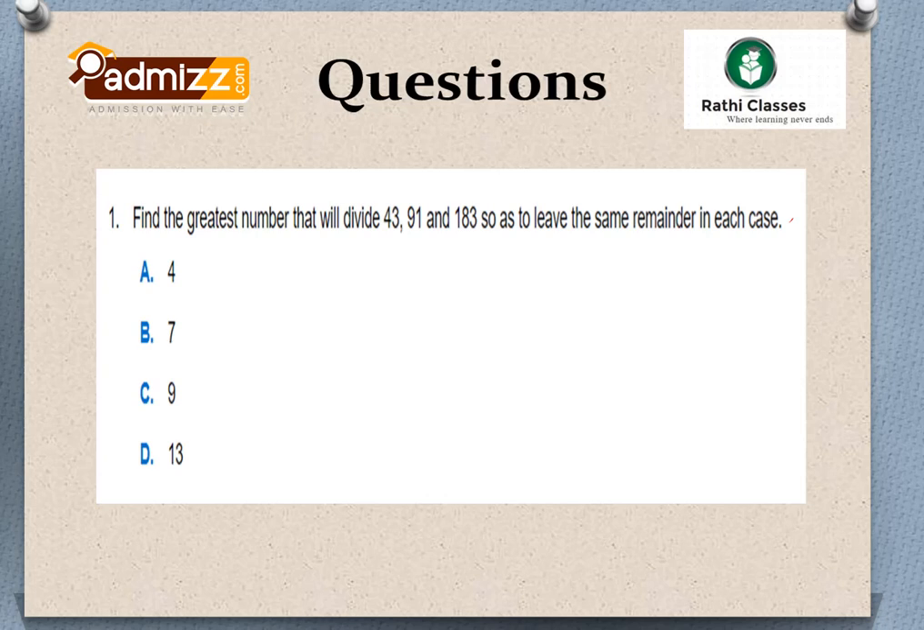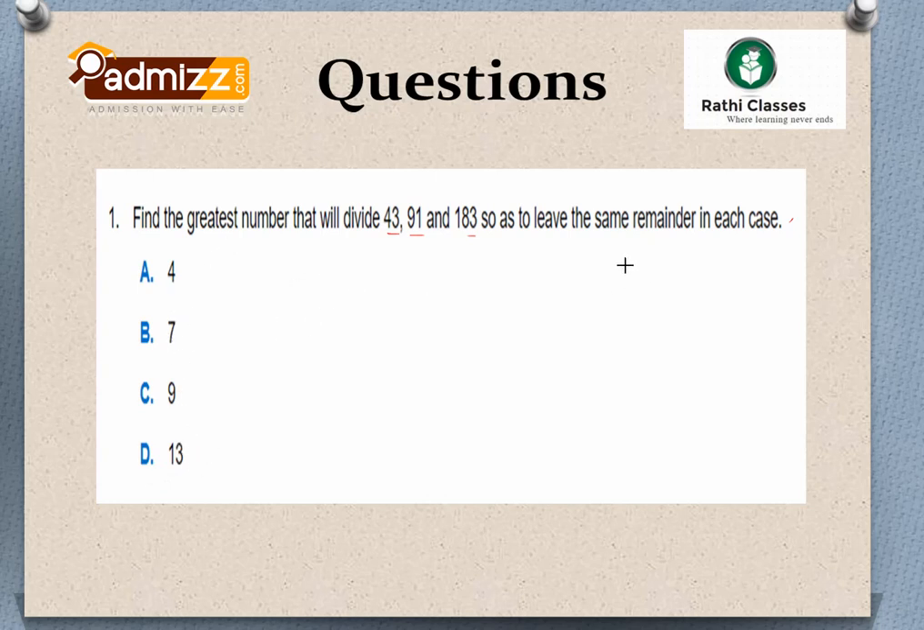So first question, if you see: find the greatest number that will divide 43, 91 and 183 so as to leave the same remainder in each case. This question is completely based on IQ, as you see all these three are odd, and in the options, only one is even, the rest are all odd.